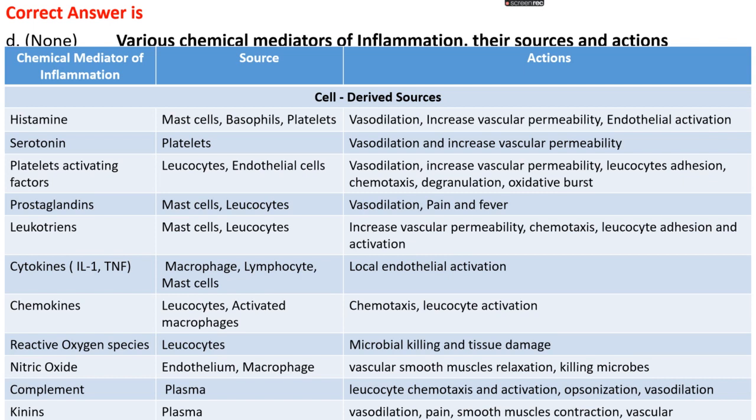While complement and kinin are the two chemical mediators of inflammation which are released from plasma. And they cause leukocyte chemotaxis and activation, opsonization, vasodilation, pain, smooth muscle contraction, vascular permeability, etc.